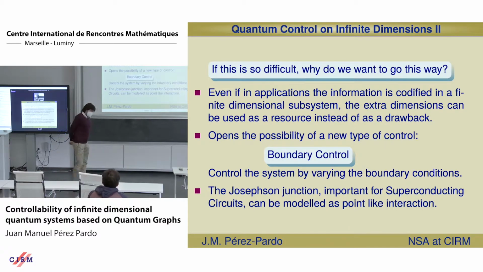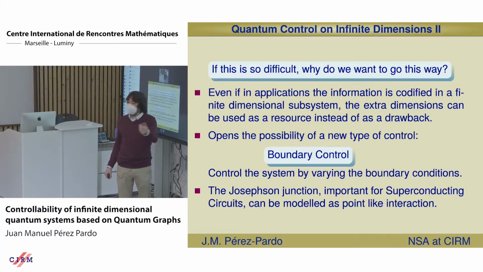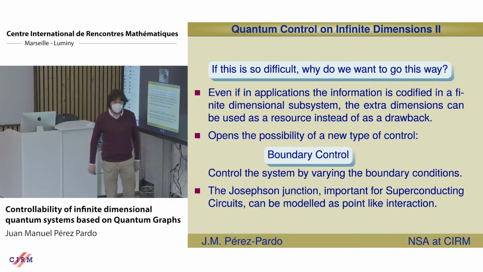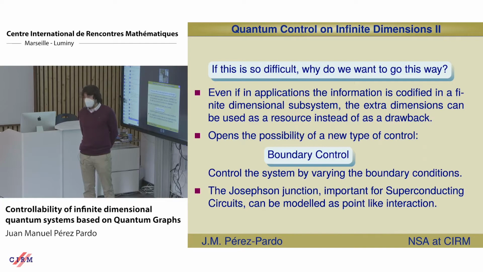And also, this is what we like the most, it opens a new type of controllability problem that has not been considered before, which is the boundary control. As you know, if the operators are unbounded, we have to fix some self-adjoint conditions. I'm sorry, but my talk is also going to be self-adjoint.